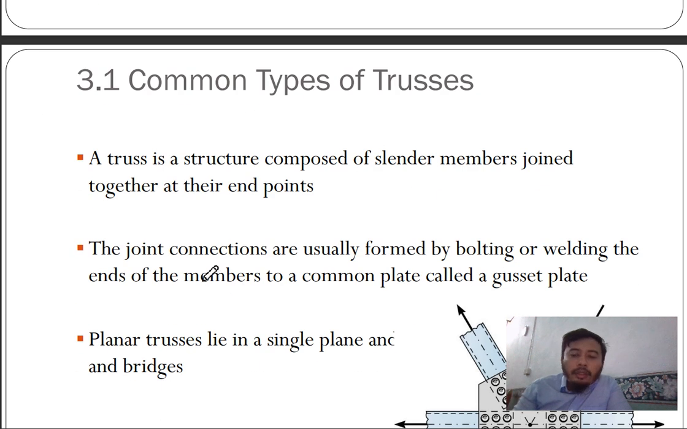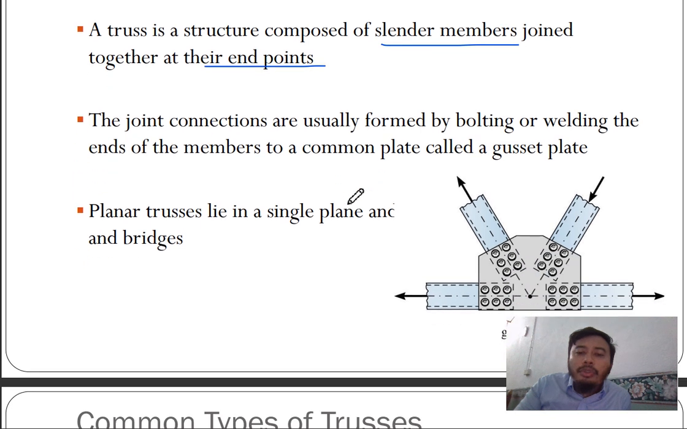So let's start our topic with common types of trusses. A truss is a structure composed of slender beams joined together at their endpoints. So members join at endpoints. The joint connections are usually formed by bolting, or welding, where you weld the edges of members to a plate. It's usually called a gusset plate.